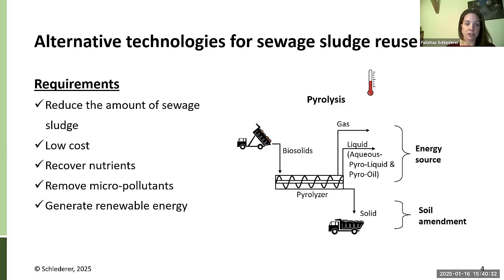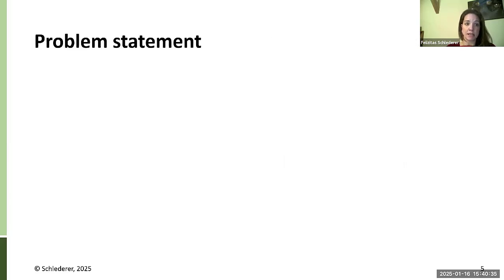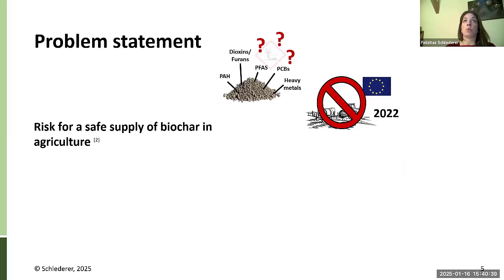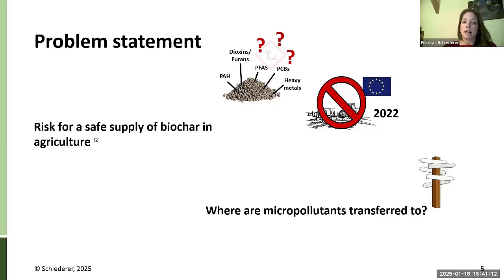Which brings me now to the problem statement, because the governments, at least in Europe, are still really concerned about possible risks, because we're starting with a polluted starting material, and the data which are available are still not enough for the European Commission to prove that the biochar out of sewage sludge is safe to apply as a soil amendment. So that is the first problem. The second challenge we are facing is: where are micropollutants transferred during pyrolysis? Are they going into another phase, or are they destroyed?